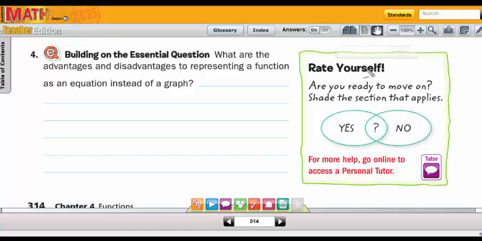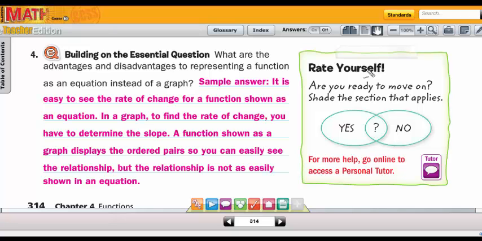Problem number 4, the essential question. What are the advantages and disadvantages to representing a function as an equation instead of a graph? Well, let's see what the book has to say about this. It is easy to see the rate of change for a function shown as an equation. In a graph, to find the rate of change, you have to determine the slope. A function shown as a graph displays the ordered pairs so you can easily see the relationship, but the relationship is not as easily shown in an equation. So basically what it amounts to is equations have advantages in some cases and graphs have advantages in some cases. It's a matter of what you're trying to see.